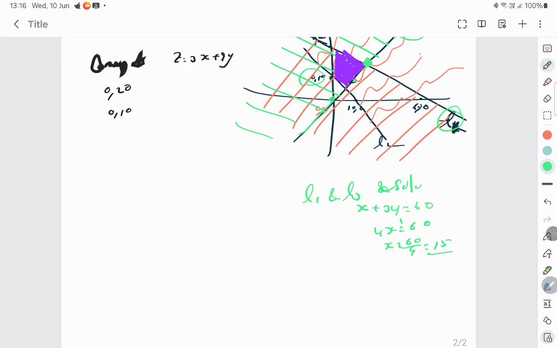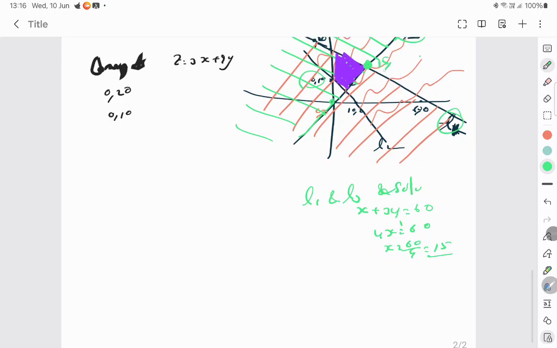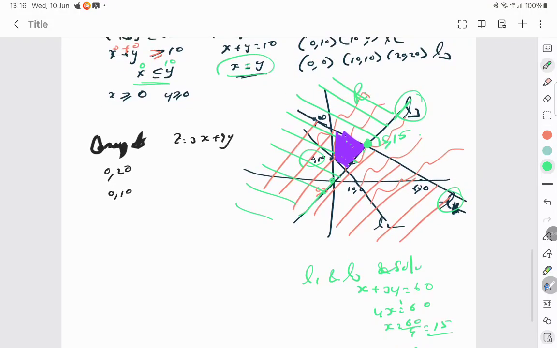4 1s are 4, 5 4s are. So this corner point has got 15 as the x coordinate. What will be the y coordinate? 15 plus 3y is equal to 60. 3y is equal to 45. y is equal to 15. So it's 15, 15 is this point.